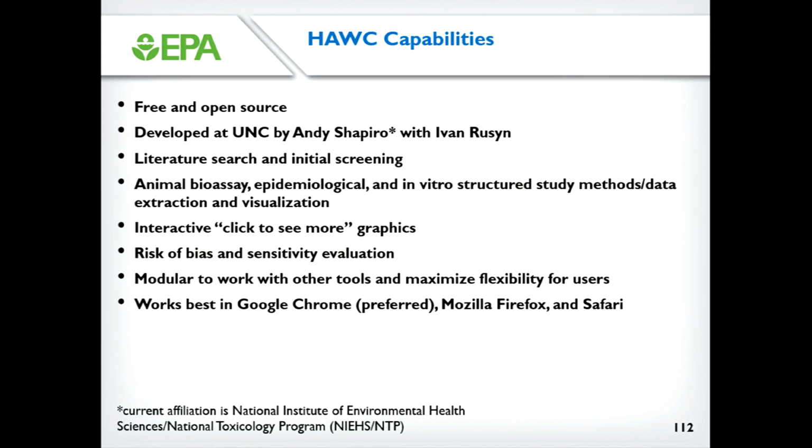It's also, as was indicated earlier by Beth, I think she showed you how we use it to help facilitate the process of risk of bias analysis. And it's modular to work with other tools. So the idea is that if there's only a piece that you want, then that's all you use it for. It works best in Google Chrome. The preferred browsers are Chrome, Mozilla Firefox, and Safari. So if you try any of the graphics and you get something broken because it's automatically opening up into Explorer, then you've been warned.